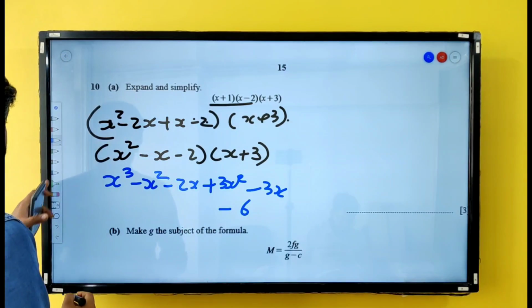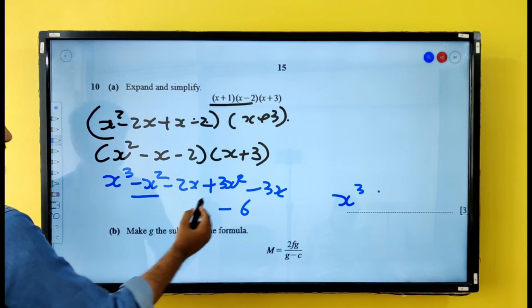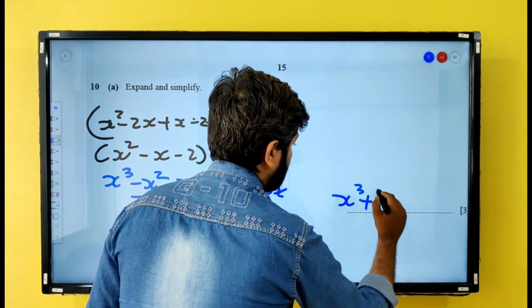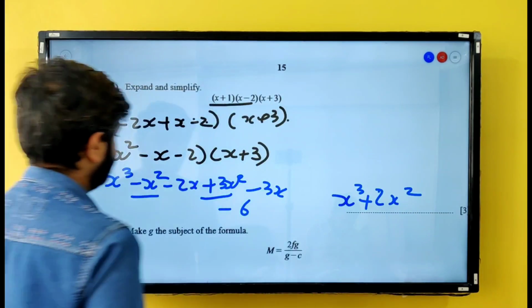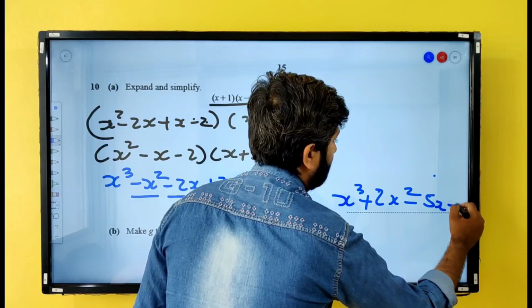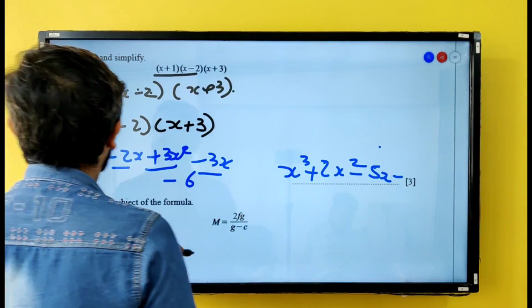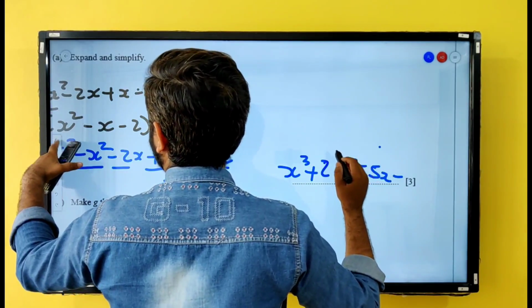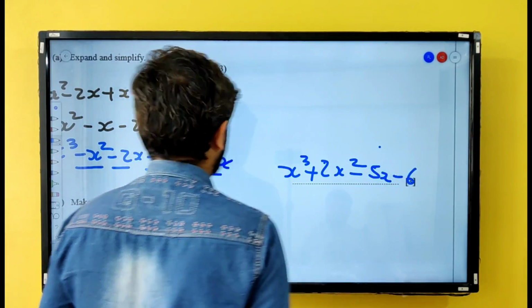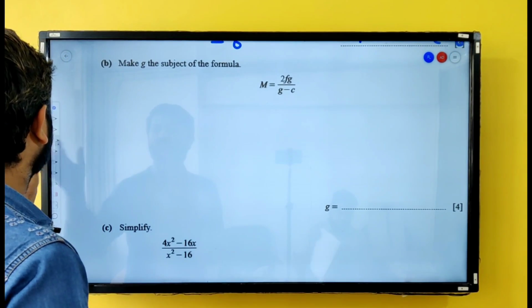Now let us simplify it. So final answer is going to be x cube minus x square plus 3x square is plus 2x square, minus 2x minus 3x is minus 5x, minus 6.